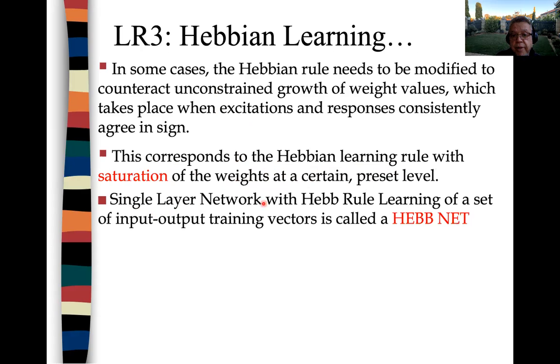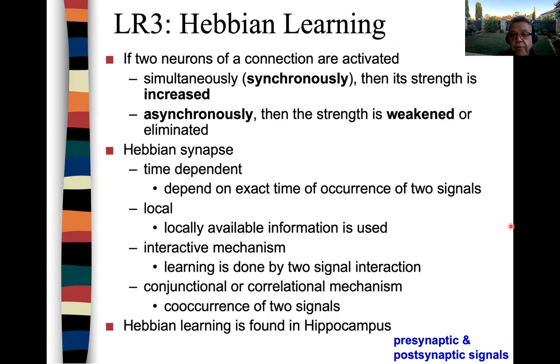So a single layer network with the Hebb learning rule for a set of input-output training vectors is called the HebbNet. If you have a single layer network trained with the Hebb learning rule, you call it the HebbNet. So we recap. If two neurons of a connection are activated simultaneously, synchronously, then the strength of that connection is increased. If they're activated not at the same time, asynchronously, then the strength is weakened or eliminated.